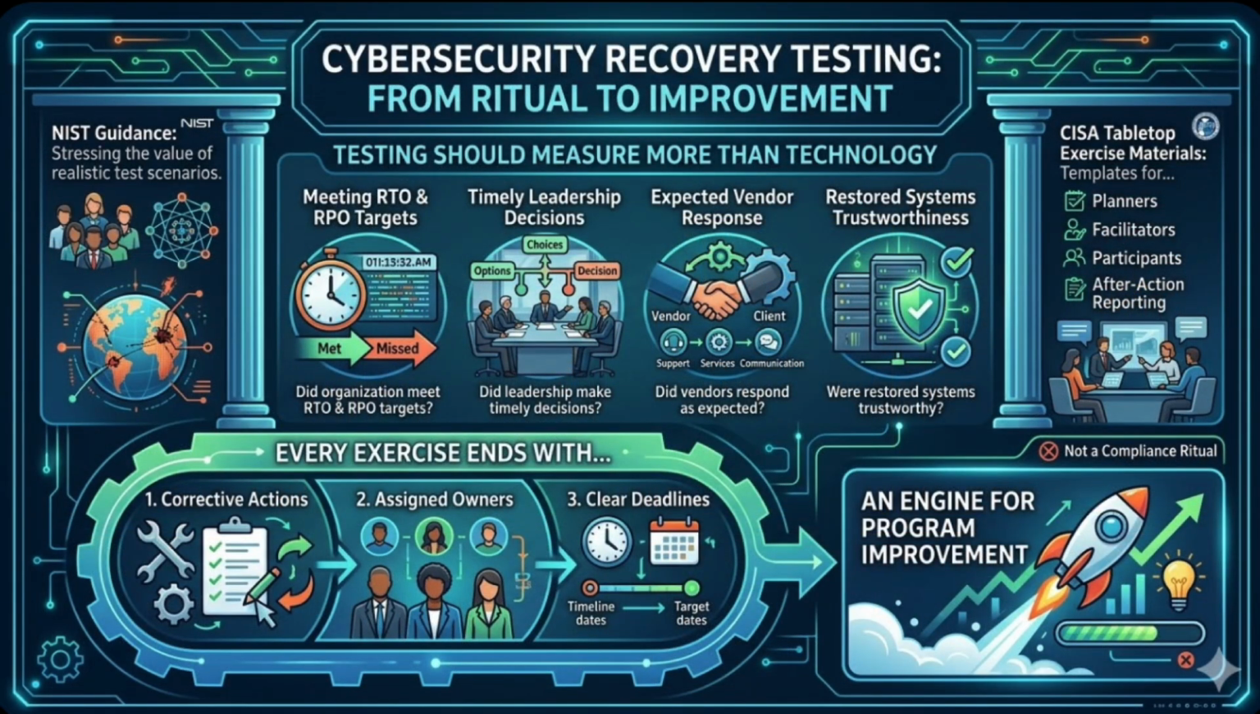NIST recovery guidance stresses the value of realistic test scenarios, and CISA's tabletop exercise materials provide templates for planners, facilitators, participants, and after-action reporting. Testing should measure more than technology. It should assess whether the organization met RTO and RPO targets, whether leadership made timely decisions, whether vendors responded as expected, and whether restored systems were trustworthy. Every exercise should end with corrective actions, owners, and deadlines, so testing becomes an engine for program improvement rather than a compliance ritual.